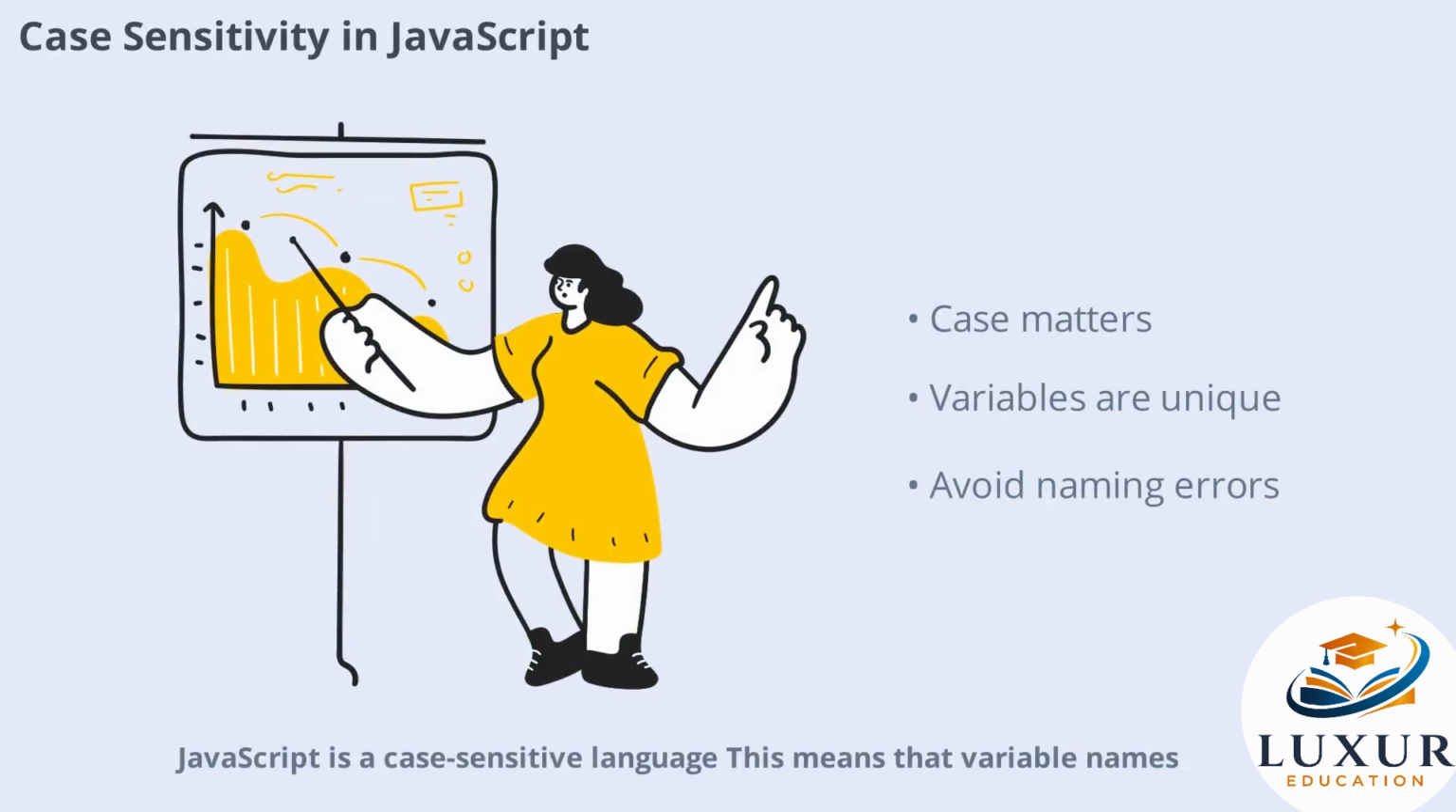JavaScript is a case-sensitive language. This means that variable names, function names, and keywords must be typed with consistent capitalization. For example, Time and time would be recognized as two different identifiers. Paying attention to case ensures your code runs as expected and helps prevent subtle bugs.